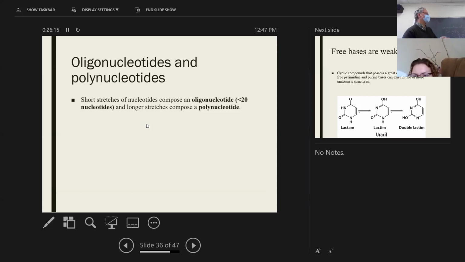So a short stretch of nucleotides. How short? The magic number is 20. Short stretches constitute oligonucleotides. Longer stretches constitute polynucleotides. So if it's 20 or lower, it's an oligonucleotide.